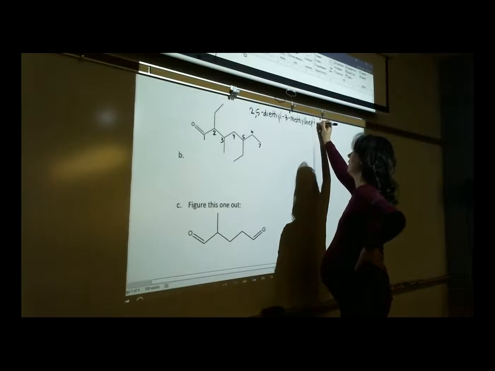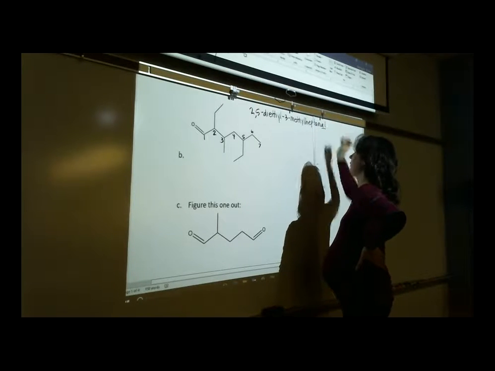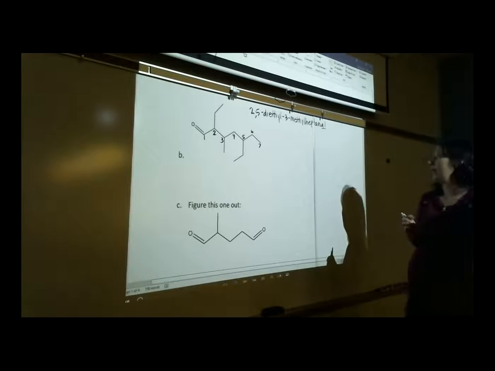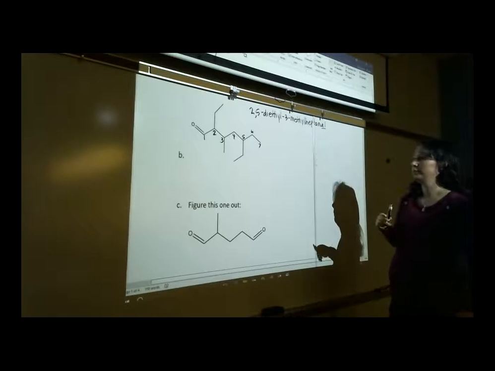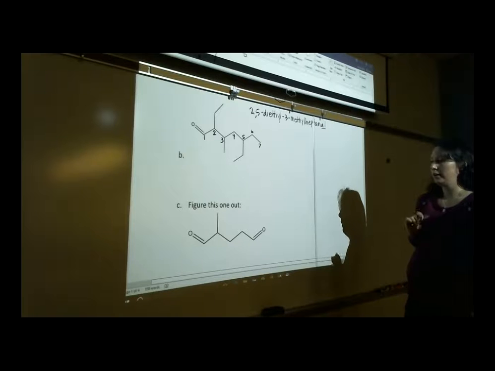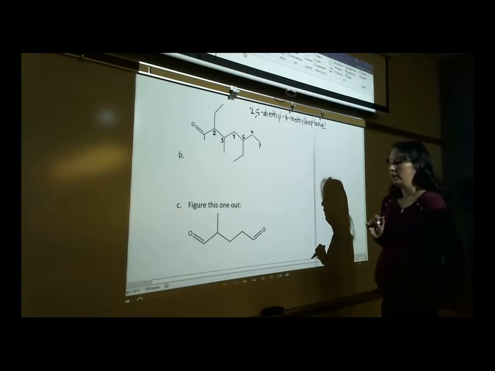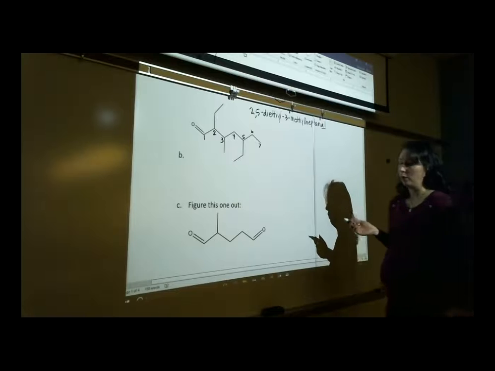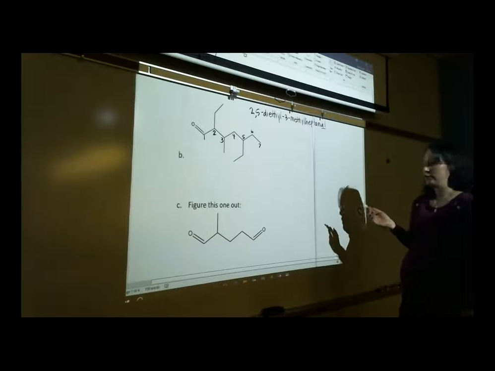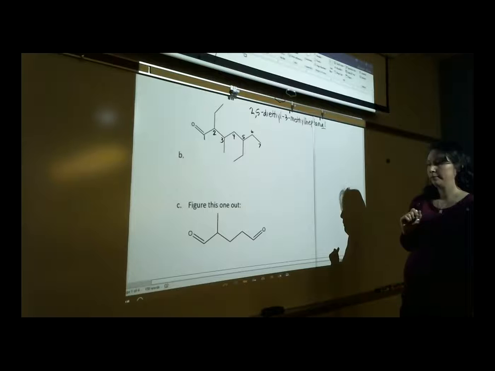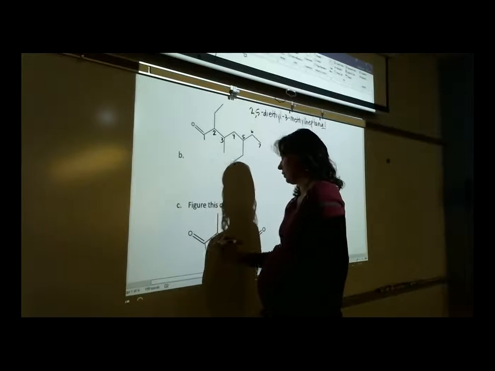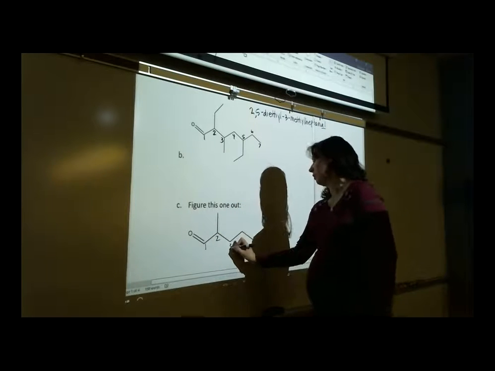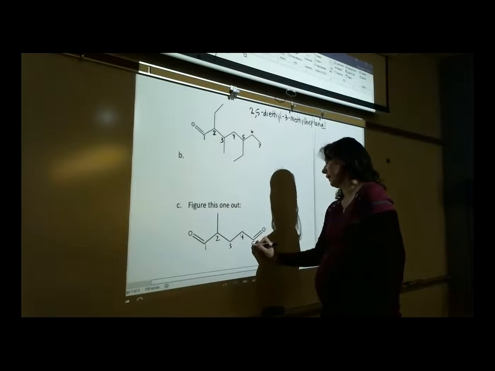Hept and al, right? Aldehyde ends in al. You don't need the 1, right? Because the aldehyde carbon is number 1 when it's linear. All right, in part C, the aldehyde is obviously going to be number 1, but there are 2 aldehydes. So you have to pick which one's number 1. The left or the right? The left, right. So this is 1, 2, 3, 4, 5, right?